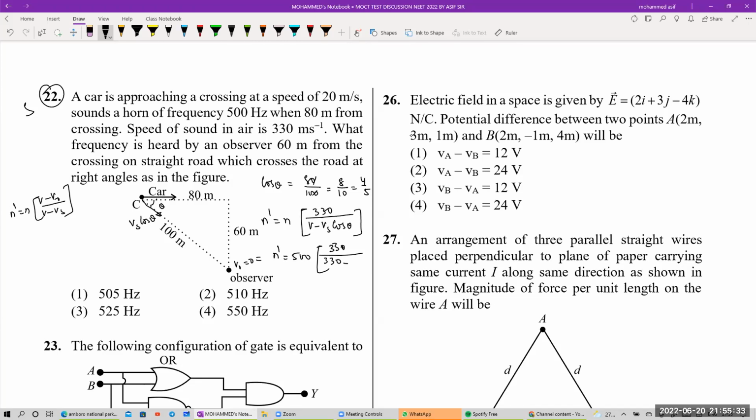This one is moving with what speed, beta? 20. So this one is 20 into cos 30, which is 4 by 5. 5 ones are 5, 4 fours are 16. So simplified, we'll be getting the value of N dash. So it is 500 into 330 divided by 330 minus 16. Simplified, we'll get the answer for this one.